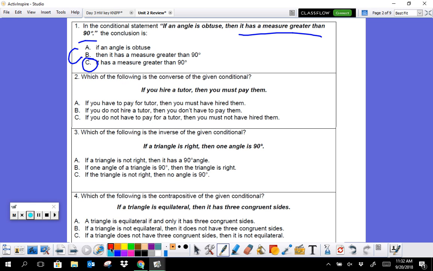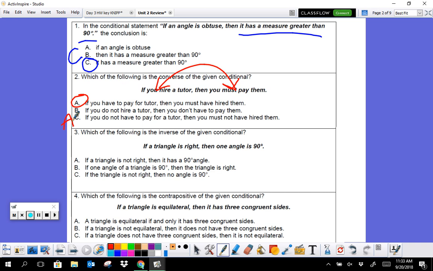Number 2, which of the following is the converse? So the converse is when you flip the sentence around. So instead of if you hire a tutor, then you must pay them, it would be if you have to pay for a tutor, then you must have hired them. So that would be A.